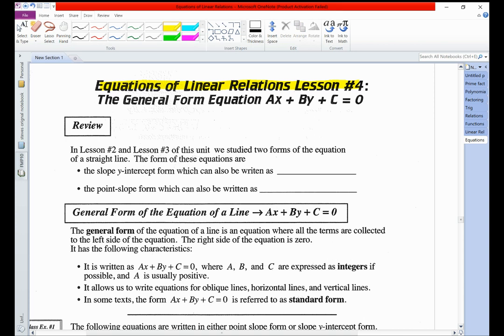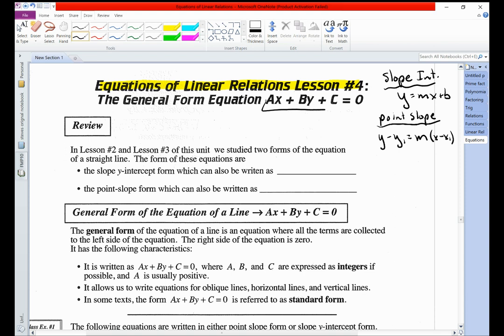So today we are looking at the general form of an equation. Up to this point, we've looked at slope-intercept form, which was y is equal to mx plus b. And we've looked at point slope form, which is y minus y1 is equal to m(x minus x1). And today we're looking at general form, ax plus by plus c is equal to 0.